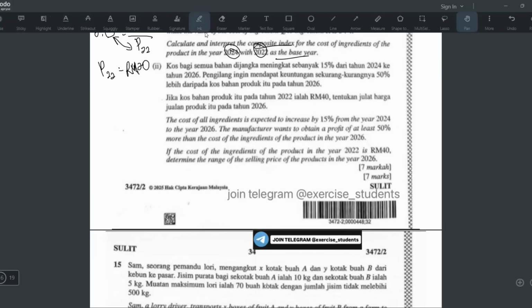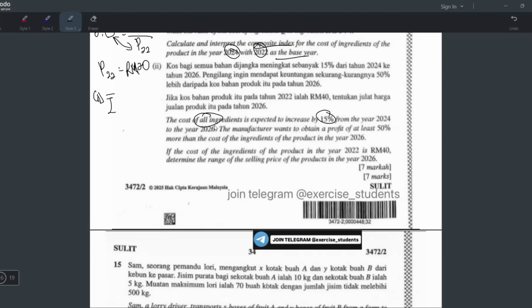Number 2. Okay, baca soalan dulu. The cost of all ingredient is expected to increase by 15% from the year 2024 to 2026. So I think I'll do it here. This is trying to give you the composite index because they say all ingredient. All ingredient means the PQR punya average semua. And they give you increase 15%. So 100 plus 15 is 115. But the year is 24, 26. So mesti 26 atas. The more recent year have to write atas. So 26 and then over 24 like that.